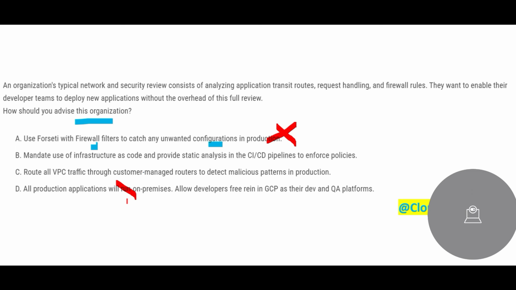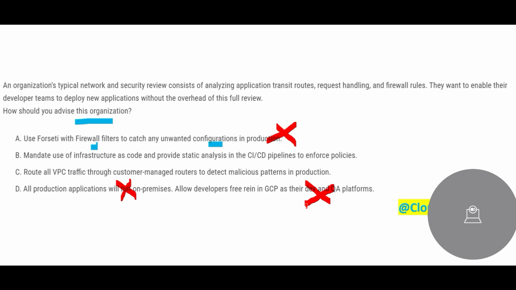Why will I put all production on premises and dev and QA on GCP? I want to use GCP for everything. I can do hybrid. Hybrid is fine. Some portion on premises, some portion in the GCP cloud. Hybrid is fine, but total on premises is Stone Age.